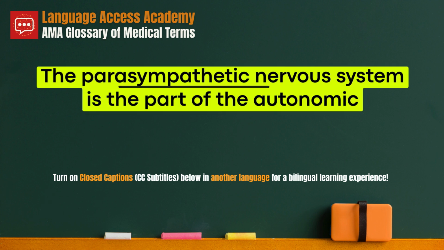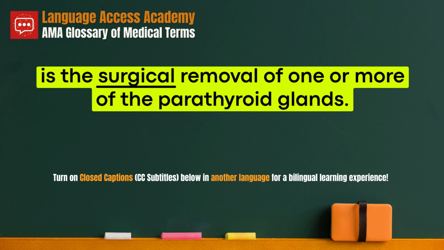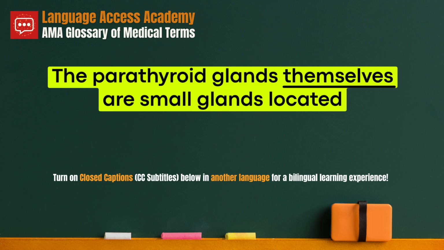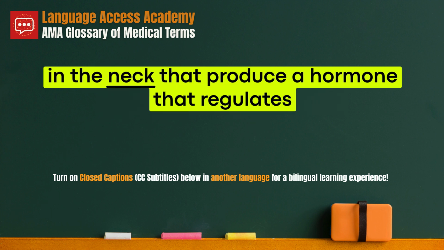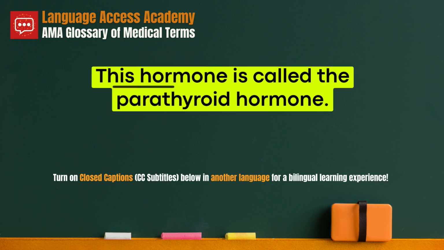The parasympathetic nervous system is the part of the autonomic nervous system that is stimulated during times of relaxation. A parathyroidectomy is the surgical removal of one or more of the parathyroid glands. The parathyroid glands themselves are small glands located in the neck that produce a hormone that regulates the levels of calcium in the blood. This hormone is called the parathyroid hormone.